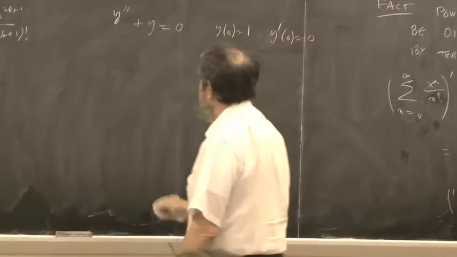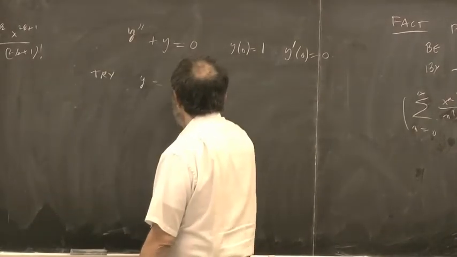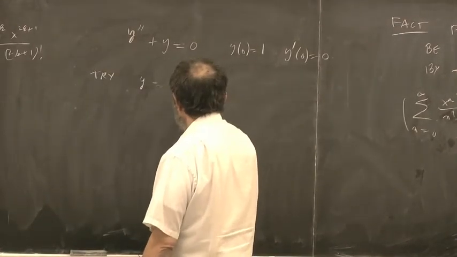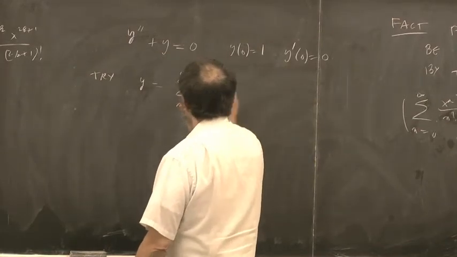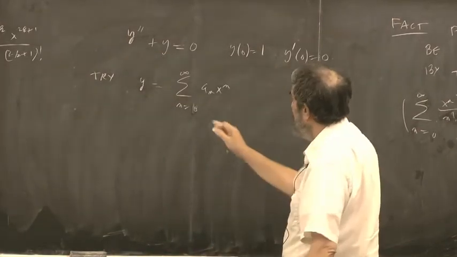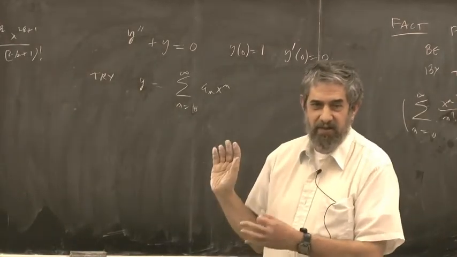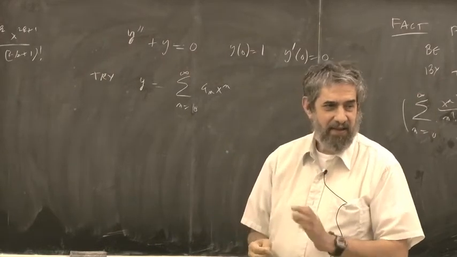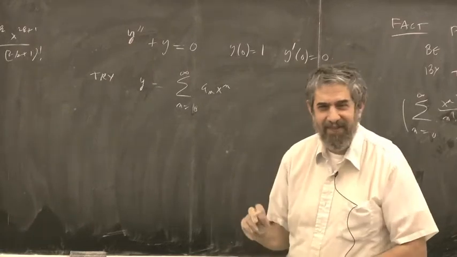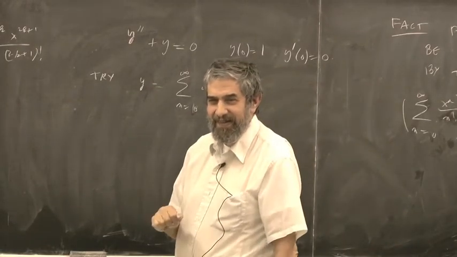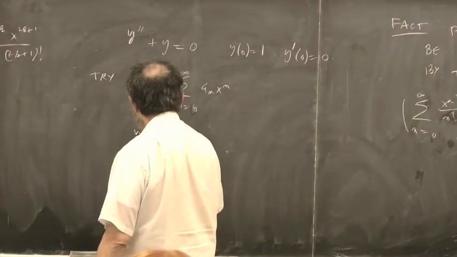So what we could do is just try y equals a series like this. And then we could find y double prime and substitute, which gives us recursive relations on the a sub n's, and then we can find all the a sub n. Anybody want to do that or not? You've probably done it before. Okay, I'll just do this much of it.